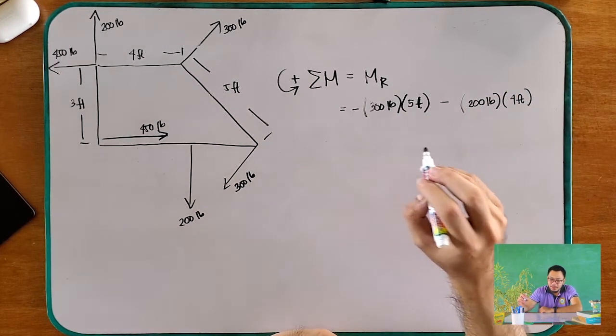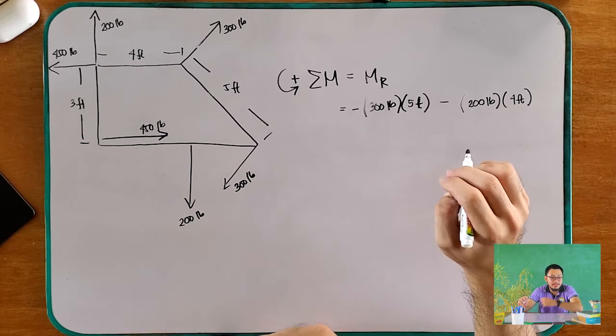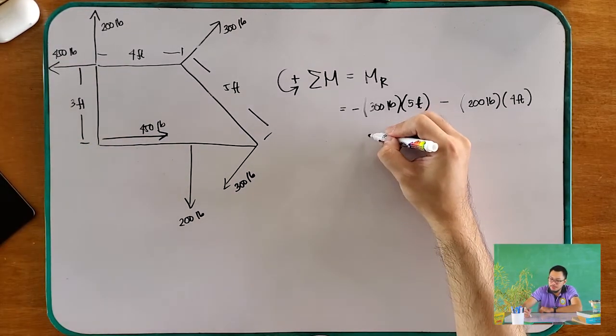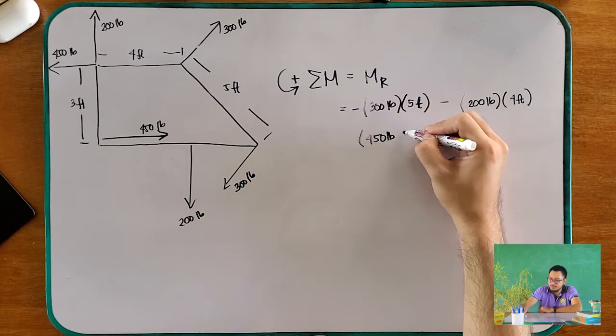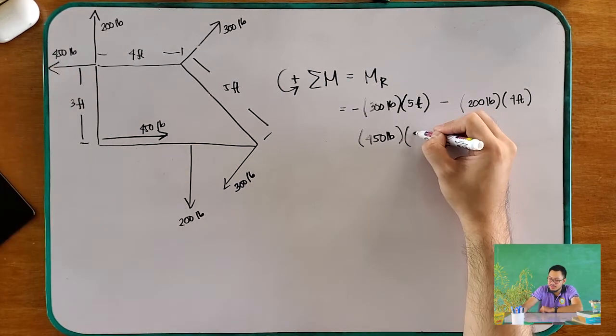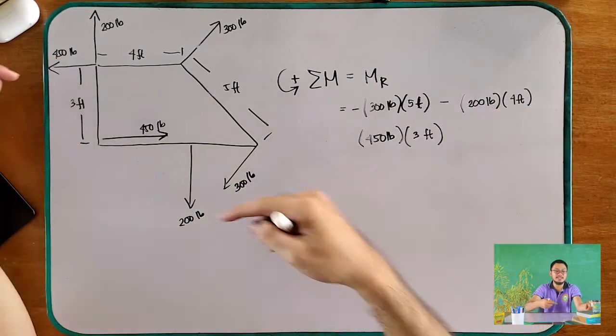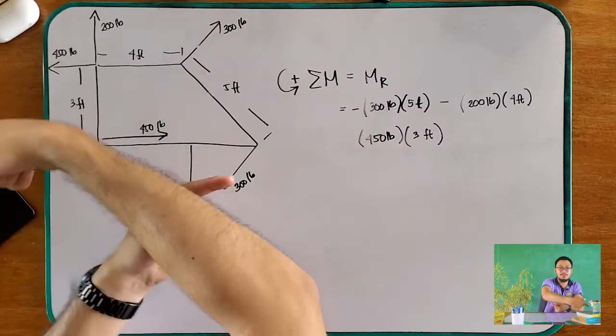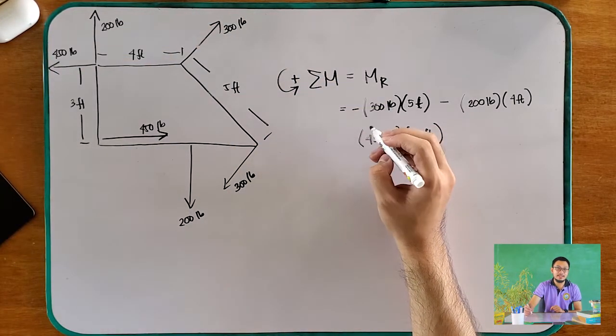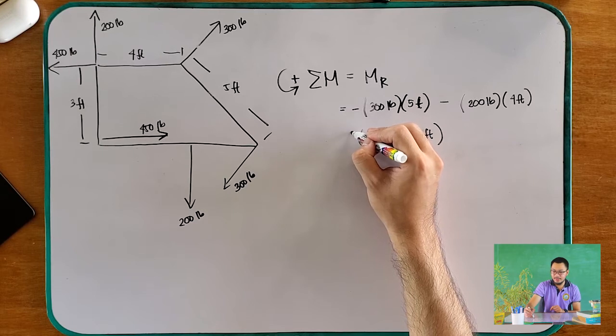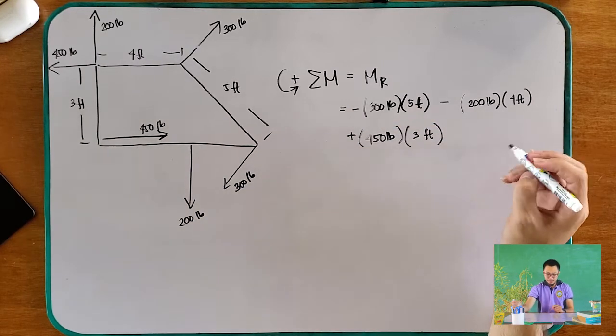Last couple. We have our couple number 3, which is 450 pounds times the distance, which is 3 feet. And what is the direction? It goes that way. So, therefore, this is counterclockwise. So, therefore, positive. Okay.